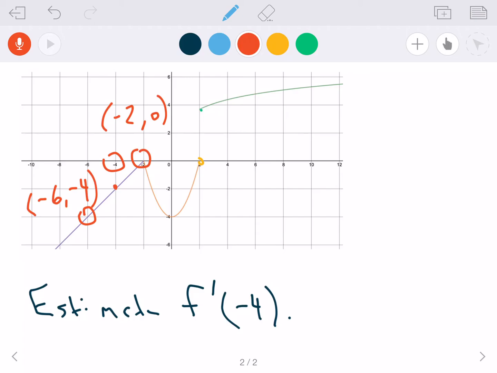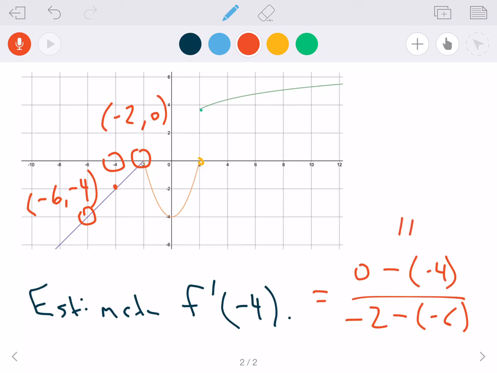And then I can do good old classic rise over run. So that's the change in y over the change in x. And remember, it doesn't matter what order you go in. You could have done negative 4 minus 0 over negative 6 minus negative 2. Just do the same order for the x and the y. Whichever one you choose, stick with it.